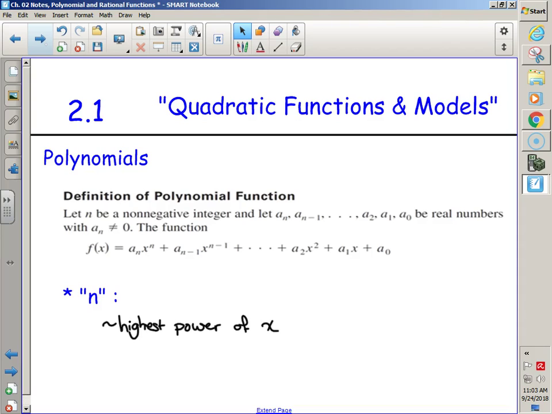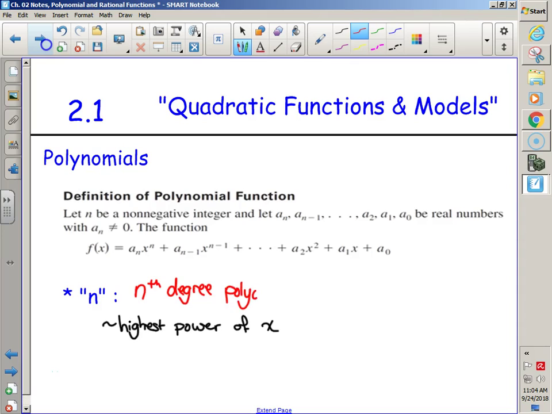How about a quadratic? How many terms can a quadratic have? 3. Does it have to have all 3? No, but to be a quadratic, what one term must it have? The x squared term. But it might also have an x term, and it might also have a number, a constant term. Good. How many terms can a cubic have? 4. Because it can have an x cubed, x squared, x term, and a constant term. But what's the only one that must be there? Got it.